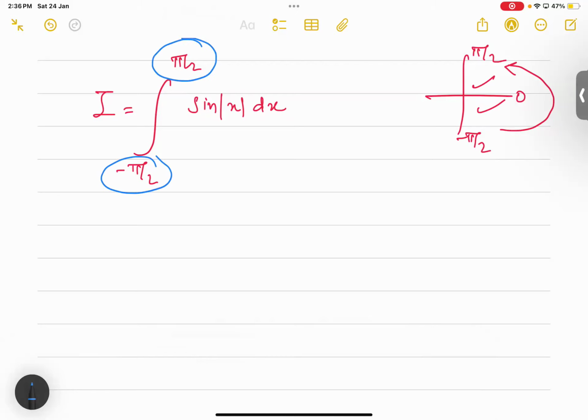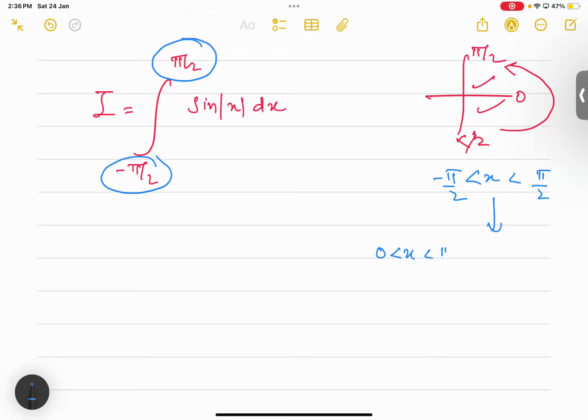Upper limit and lower limit of what? Of which term? Sin x? We are integrating with respect to x, so this is the upper limit and lower limit of x. So x values will lie between minus pi by 2 and pi by 2. But then we are going to break down this interval into two parts.